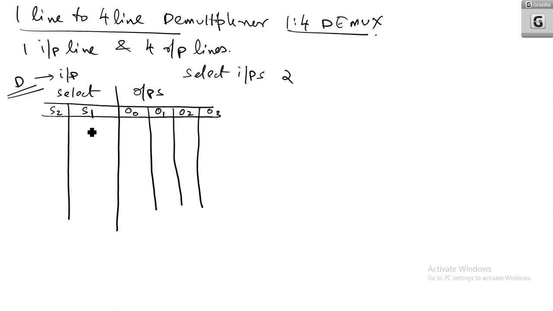Now, only D is the input. So I am having 00, 01, 10 and 11. With 00, the output will come through O0. With 01, it comes to O1. If it is 10, it is O2. If it is 11, it is O3. All other values will remain as 0.